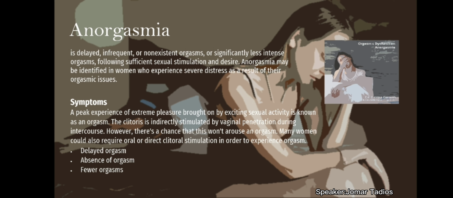Symptoms: a peak experience of extreme pleasure brought on by exciting sexual activity is known as an orgasm. The clitoris is indirectly stimulated by vaginal penetration during intercourse. However, there's a chance that this won't bring about an orgasm. Many women could also require oral or direct clitoral stimulation in order to experience orgasm. Symptoms include delayed orgasm, absence of orgasm, and fewer orgasms.